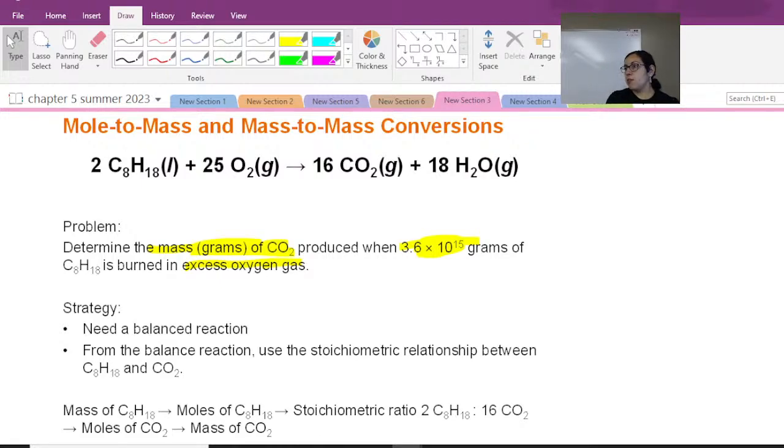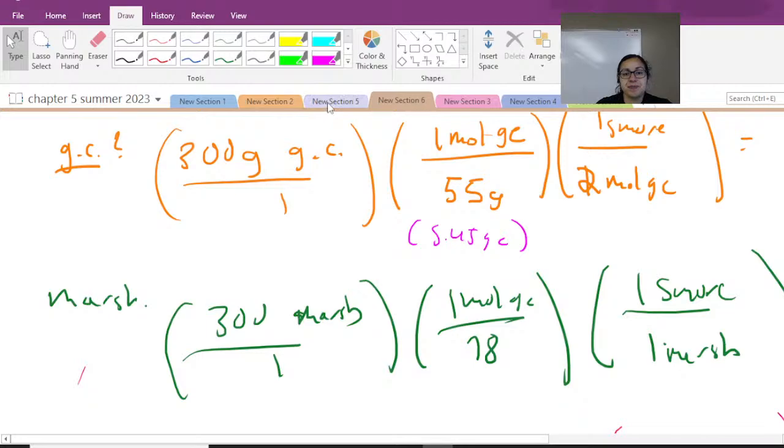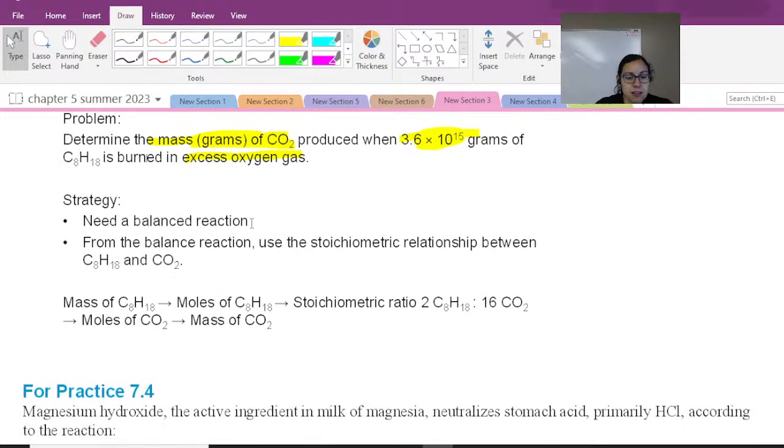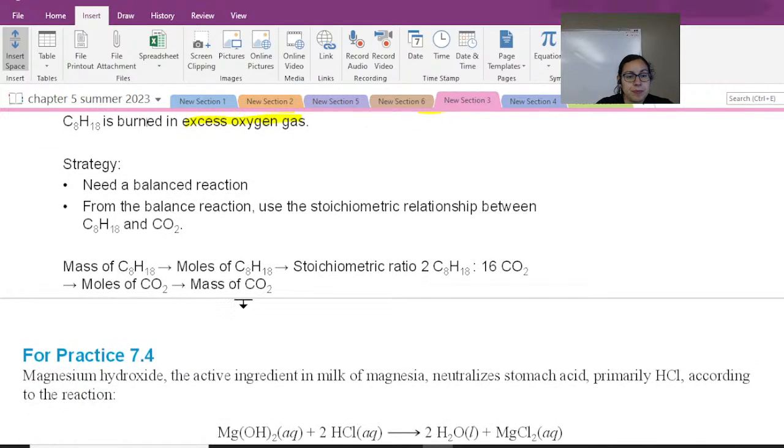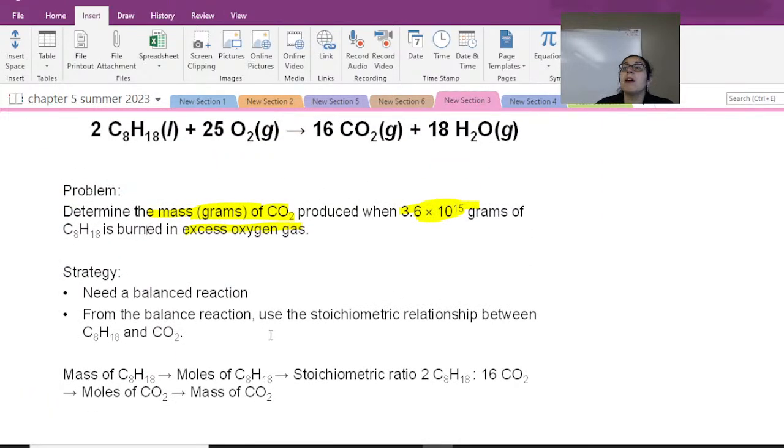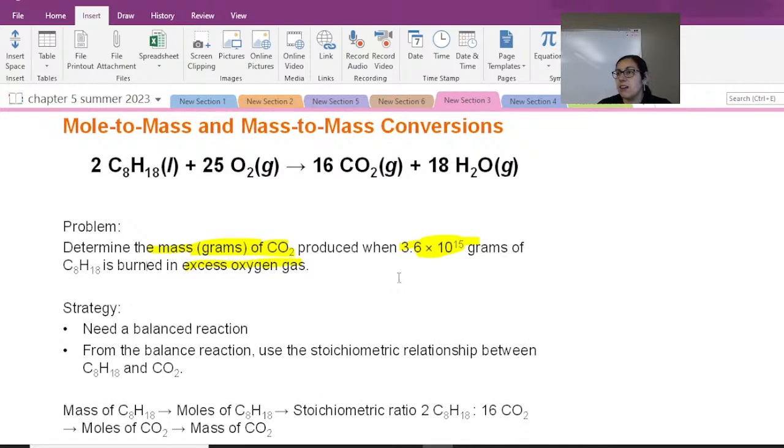Do we have answers? No, but you had answers in the other ones. I didn't really know where to start, still. All right, let's do it together. Walk us through. Where did you start? I started by taking the 3.6 times 10 to the 15th grams, and then I multiplied it by the ratio of how many C8H18s to CO2s. Wait, I think we skipped a step though. We didn't go to moles.